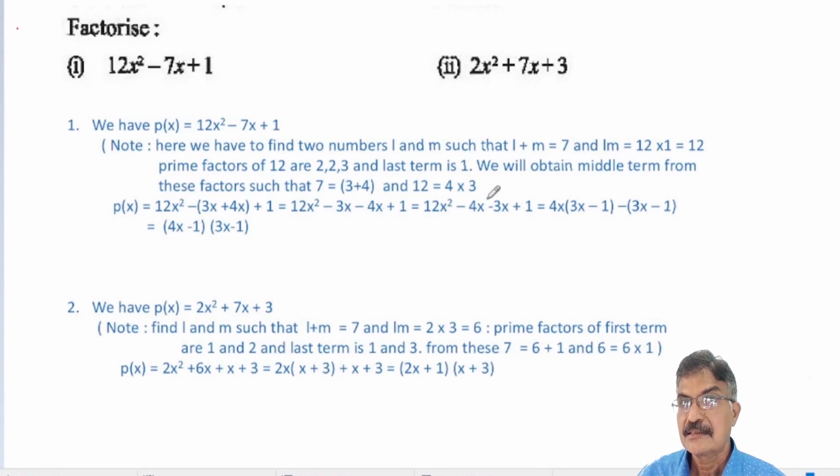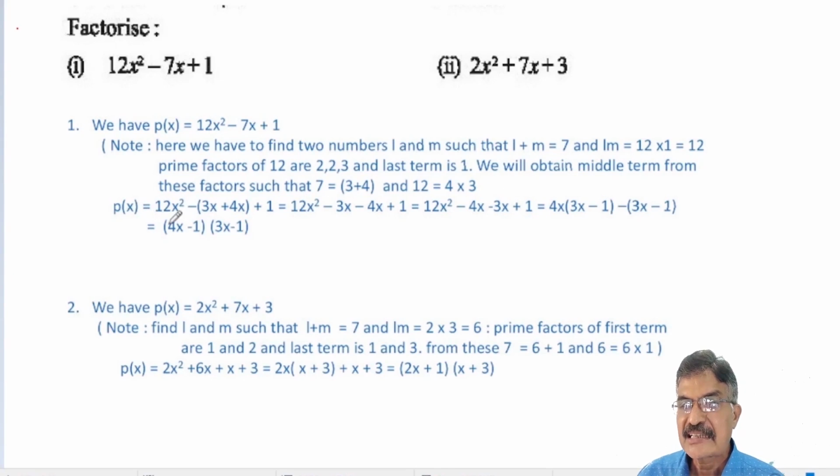Product as 4 into 3. So we have found two numbers L and M. We can take L as 4 and M as 3. 3 plus 4 is 7 and 3 into 4 is 12, which is the product of the coefficient of x square and the constant term.